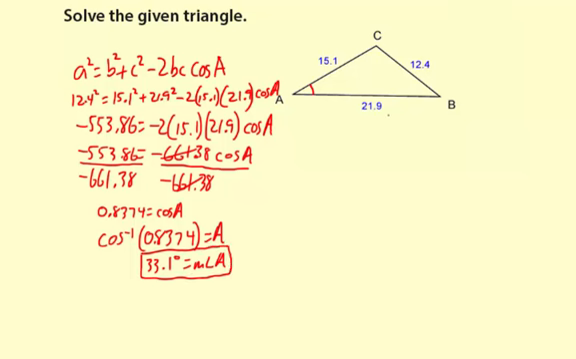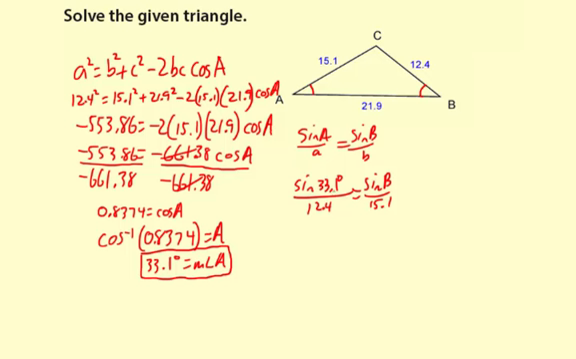Okay, so now we're going to find a second angle measure. Let's go for angle B here. We're going to have to use the law of sines. So here's the ratio. Sine of A over a equals sine of B over b. That's going to be written as sine of A, which we just found is 33.1 degrees, over side a, which is 12.4, equals sine of B over side b, which is 15.1.